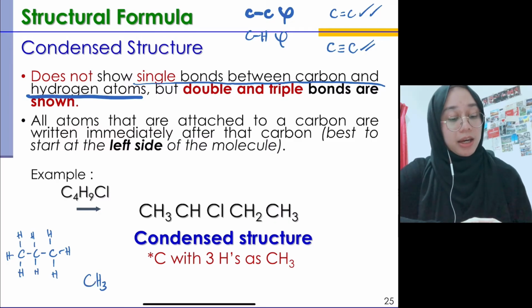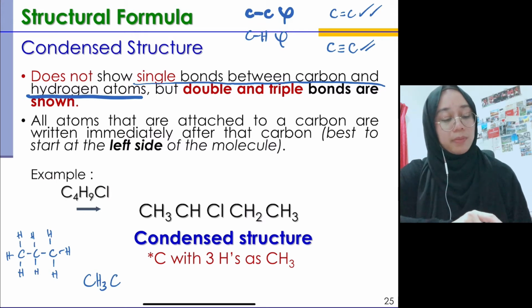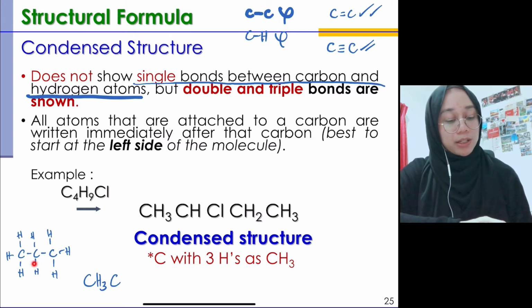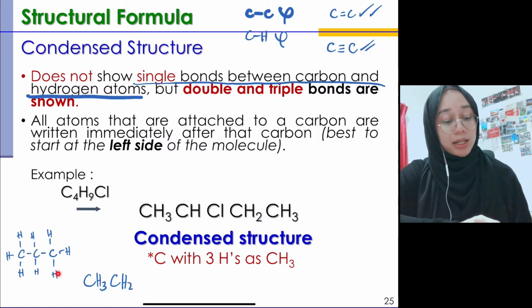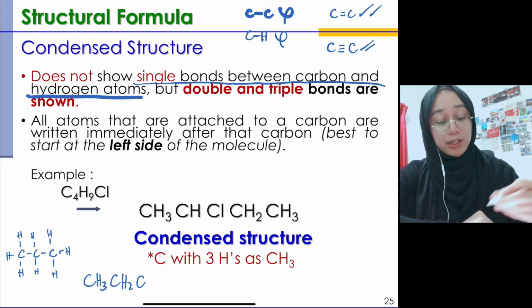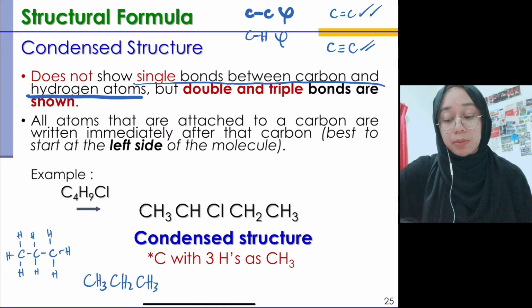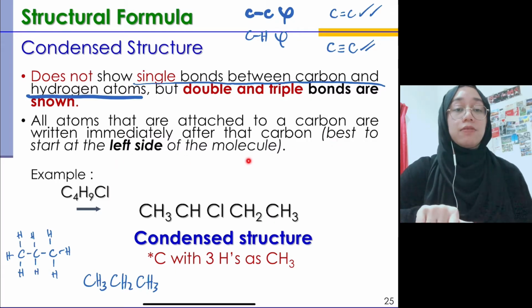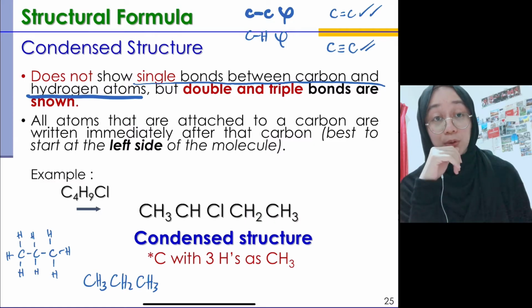Okay, and then kita ada carbon yang kedua. Tulis carbon yang kedua pula. So carbon yang kedua pula dia ada 2 hydrogen yang attach dengan dia. So tulislah 2 hydrogen selepas tu. Okay, and then last kali kita ada carbon yang ketiga, which has 3 hydrogen yang attach dengan dia. Okay, so itu yang Miss maksudkan dengan bahagian this part, yang best to start at the left side of the molecule. Kita start tulis daripada sebelah kiri molekul tersebut.